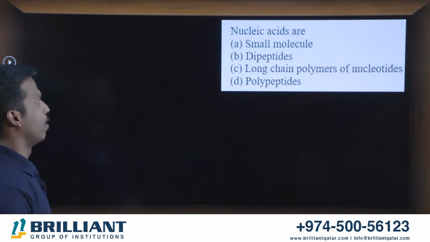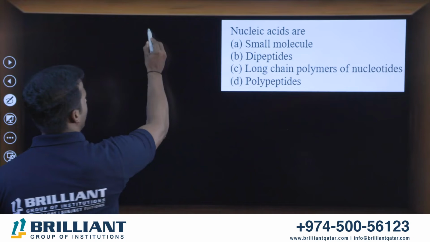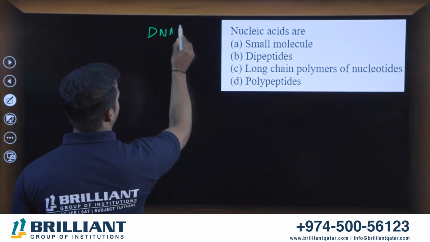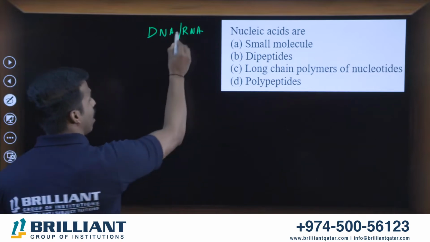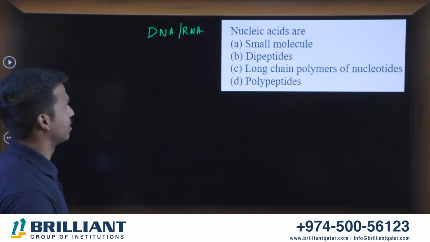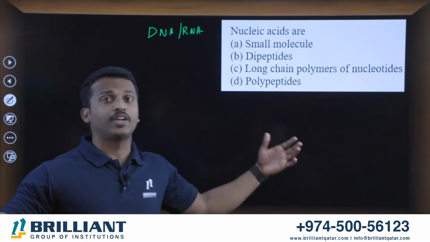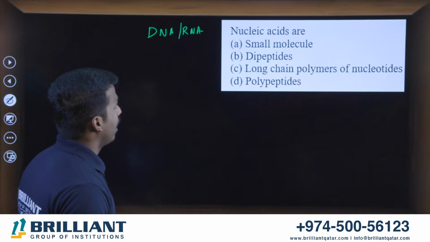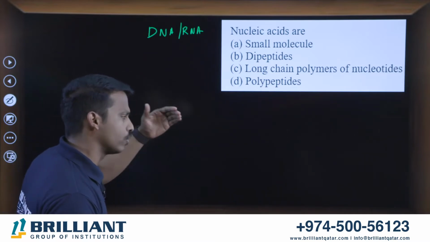Alright. Next one. Nucleic acids are. What are the nucleic acids we have? DNA and RNA. Deoxyribonucleic acid. RNA, what's that? Ribonucleic acid. Are they small molecules? No, dear student, they are large giant molecules. They are polymers, right? And not dipeptide. They are long chain polymers of nucleotide.